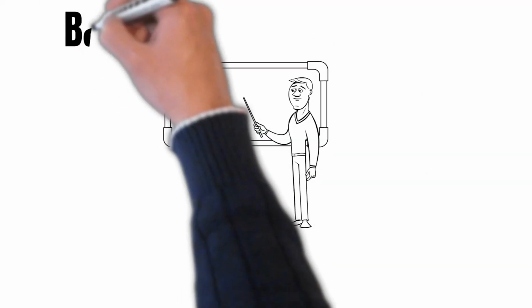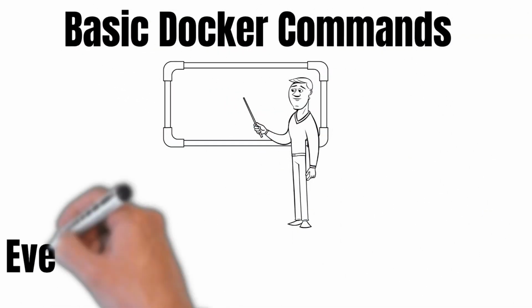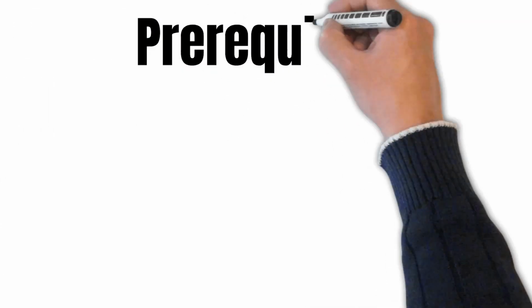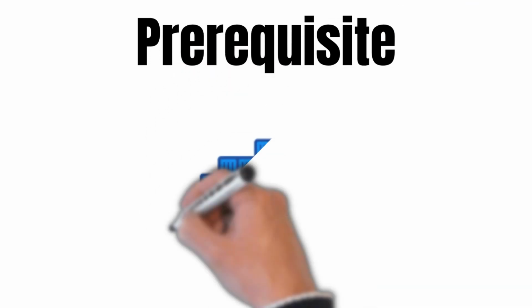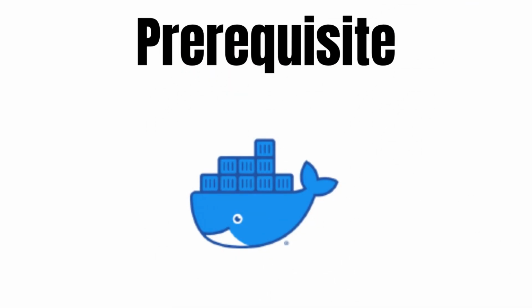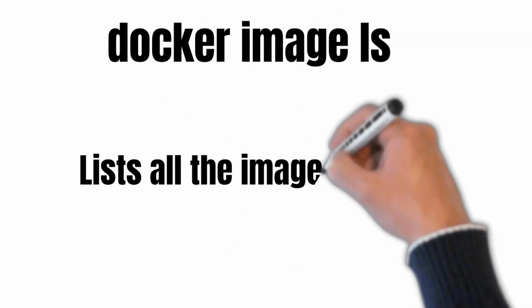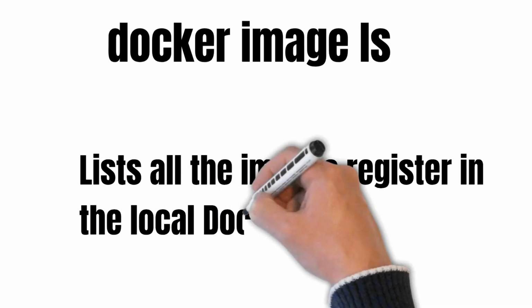In today's video, we will learn the basic Docker commands that every Java developer should know. One of the prerequisites for this is that the Docker engine should be installed and running on your computer. So let's start with the first command, and the first command is docker image ls. This basically lists all the images registered in our local Docker engine.